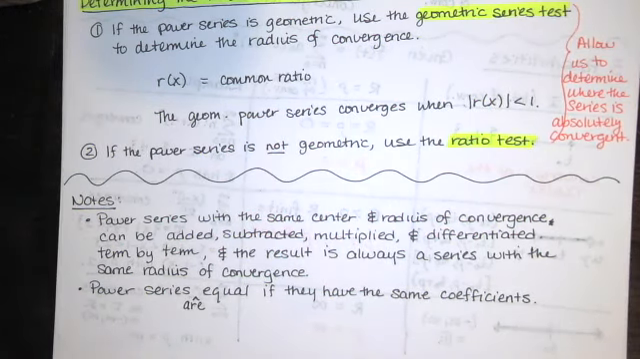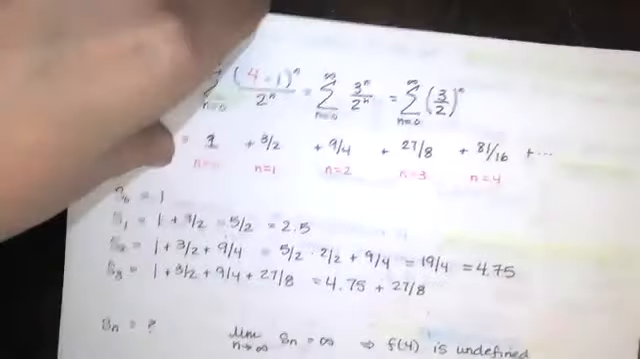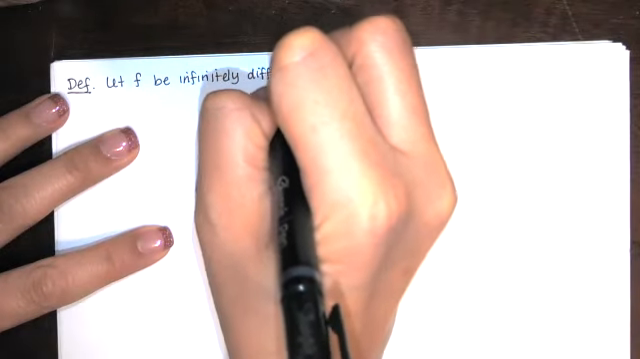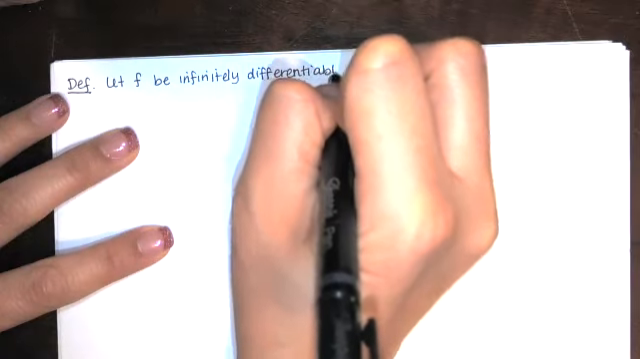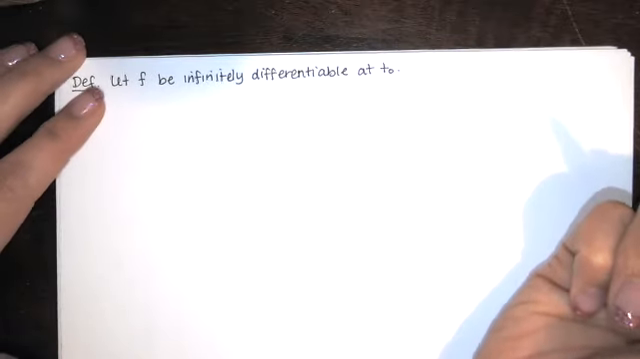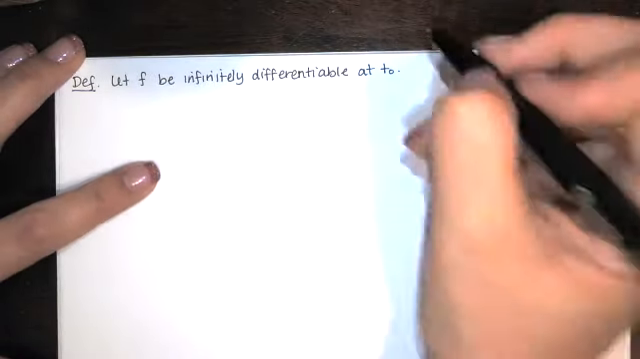Now we need a few other terms before we talk about the convergence and divergence of series solutions to differential equations. We need to know what an analytic function is. In order to do that, we need to review what it means to be a Taylor series. So here's a definition. Let's let f be infinitely differentiable. That just means we can take the derivative as many times as we want. At t naught. If f is infinitely differentiable at t naught, then f has a Taylor series expansion about t naught.